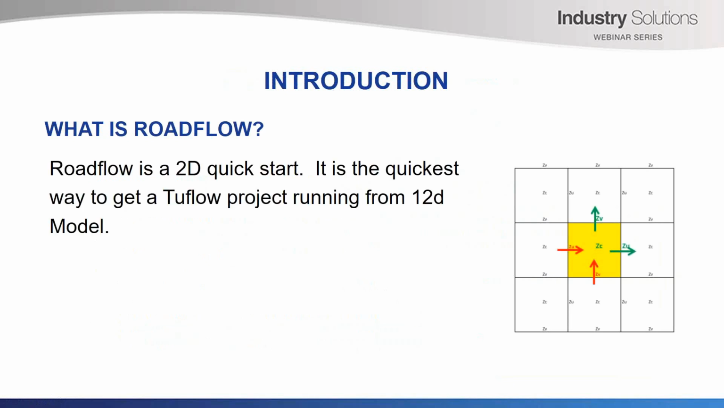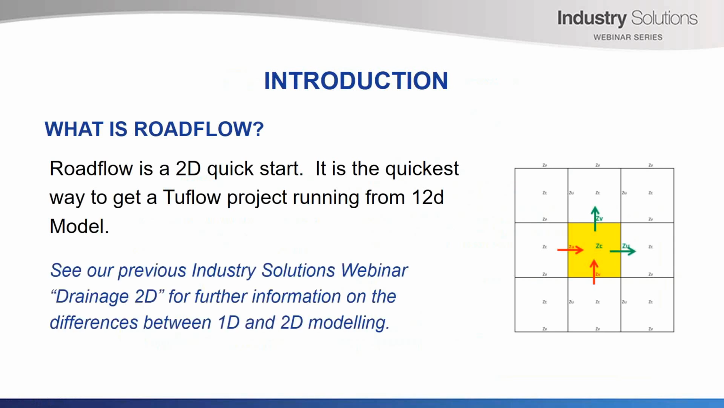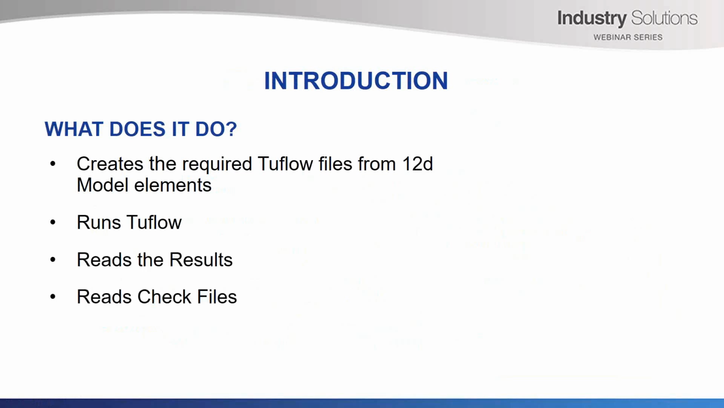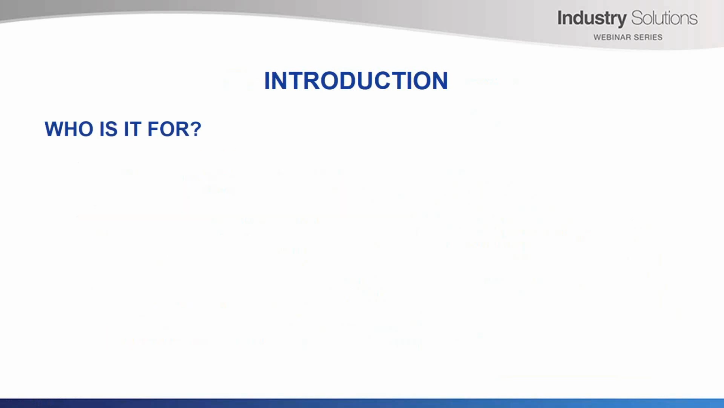So what is RoadFlow? RoadFlow is a 2D quick start. It's the quickest way to get a 2Flow project running from inside 12D model. If you want the determination between the differences between 1D and 2D modeling, you can see our previous Industry Solutions webinar on Drainage 2D, where Rob Graham gives an excellent explanation of the differences between the two. So what does it do? It creates the required 2Flow files from the 12D model elements. It runs 2Flow, it reads the results, it reads the checks files, and accesses the results controller.